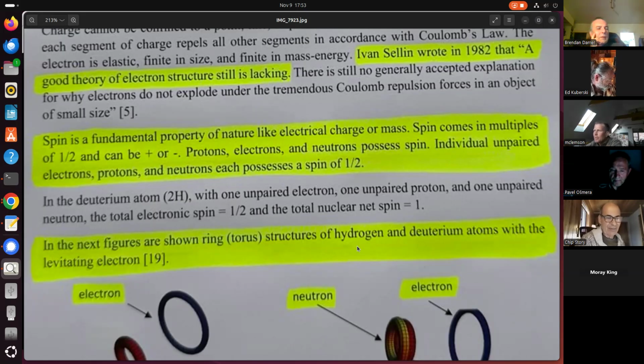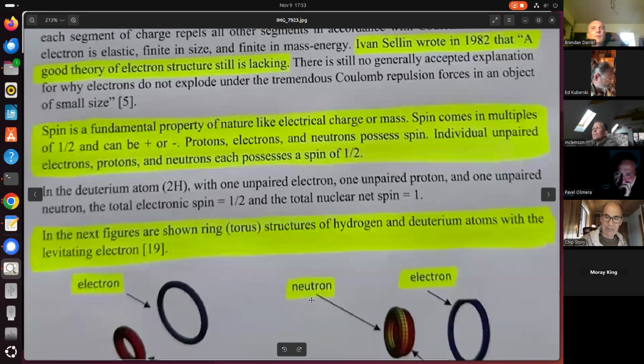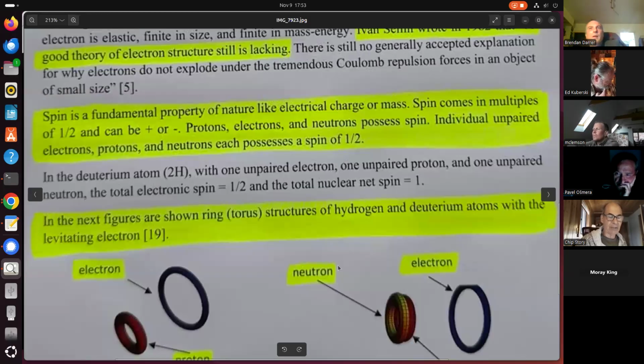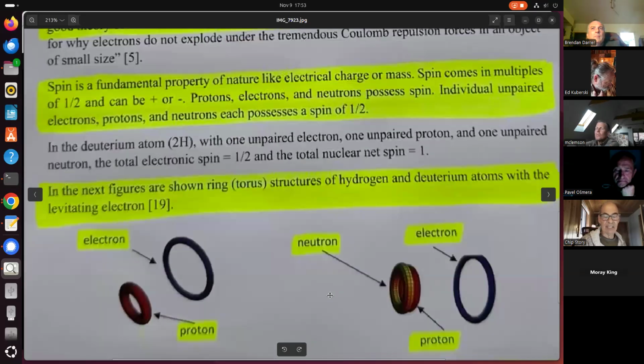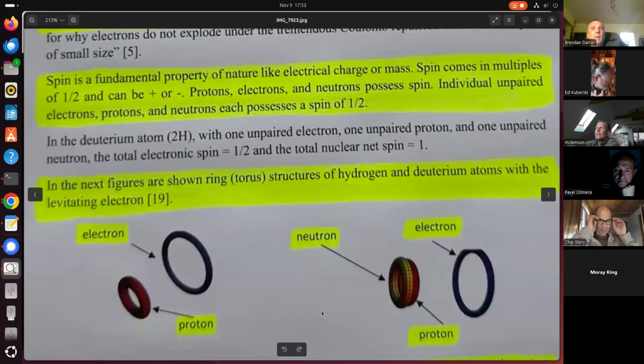Spin is a fundamental property in nature, like electrical charge or mass. Spin comes in multiples of 1/2 and can be plus or minus. Protons, electrons, and neutrons possess spin. Individual unpaired electrons, protons, and neutrons each possess a spin of 1/2, as in its base state. In the deuterium atom, 2 hydrogens with an unpaired electron, 1 unpaired proton, and 1 unpaired neutron, the total electronic spin equals 1/2, and the total net nuclear spin equals 1.